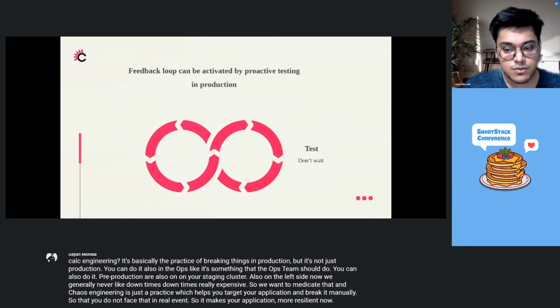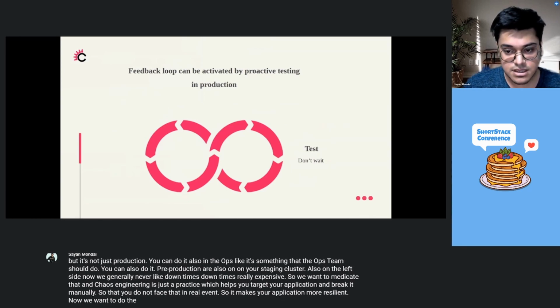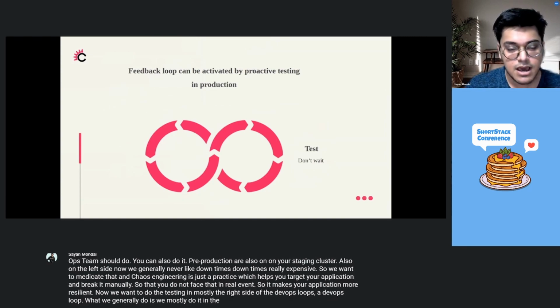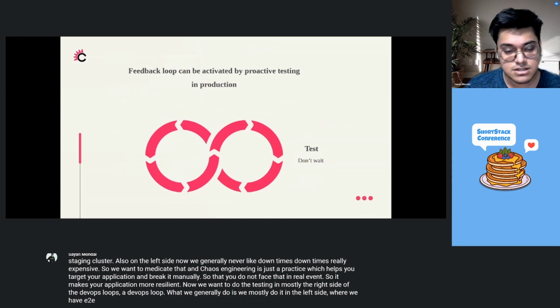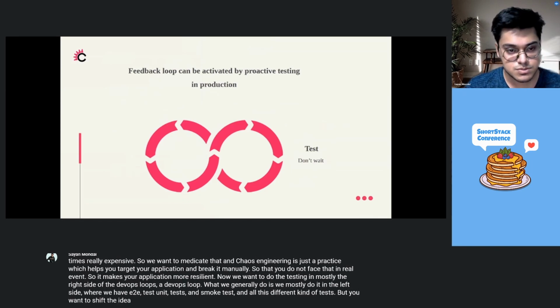Now, we want to do the testing mostly on the right side of the DevOps loop. What we generally do is we mostly do it on the left side, where we have E2E tests, unit tests, smoke tests, and all these different kinds of tests. But we want to shift the idea to focus more on the right side of the DevOps loop.